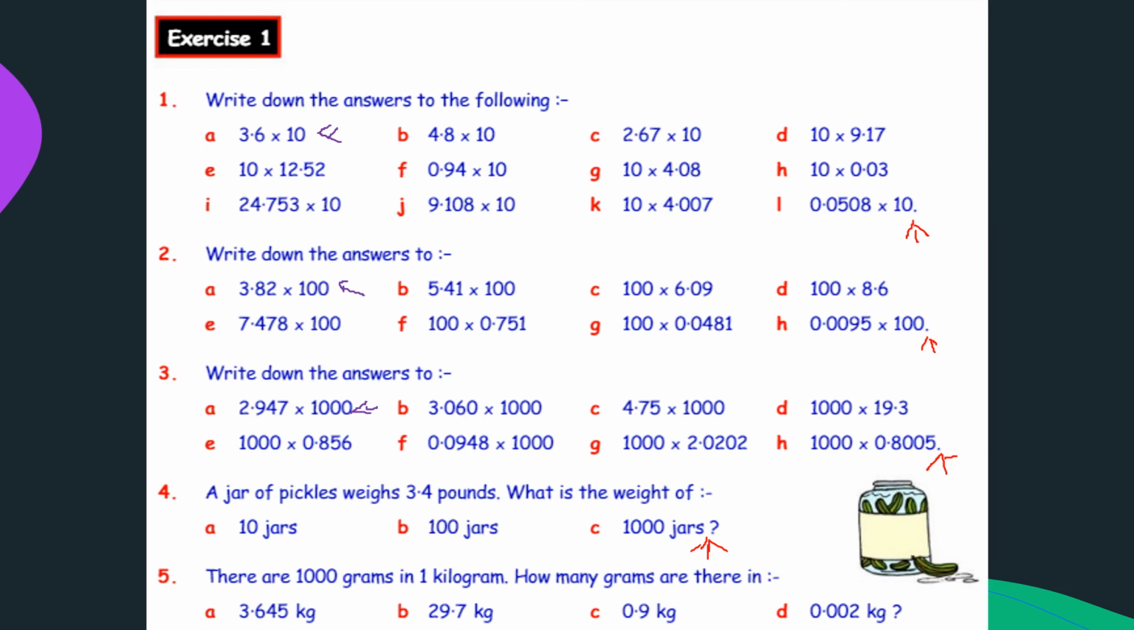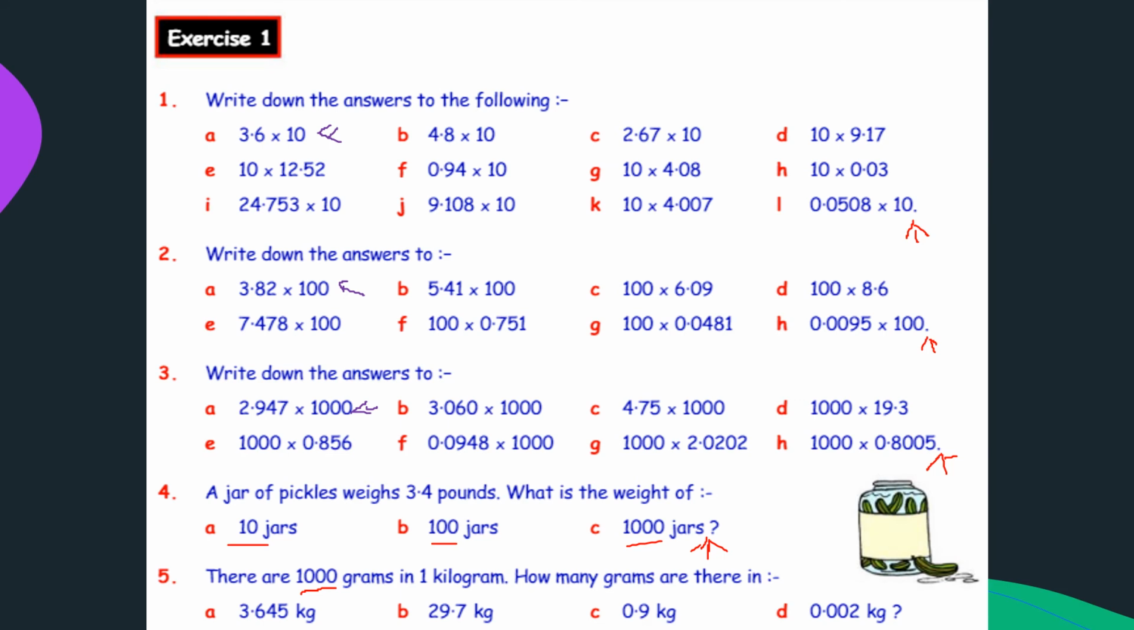And at the end there's also one. So, a jar of pickles weighs 3.4 pounds. What is the weight of... You're multiplying by 10, multiplying by 100, and multiplying by 1000. Okay, this one, it's all 1000. So number 4 is basically like 3 all over again.